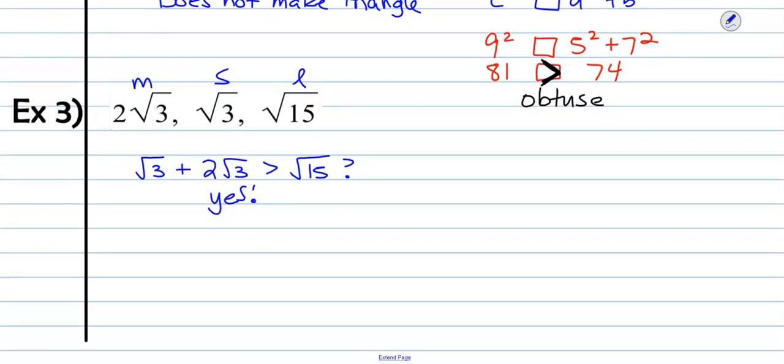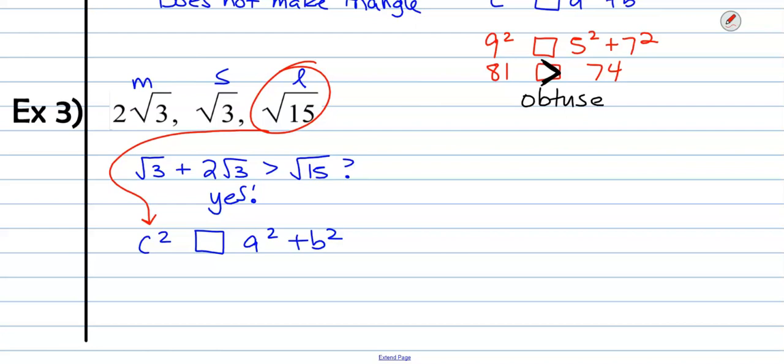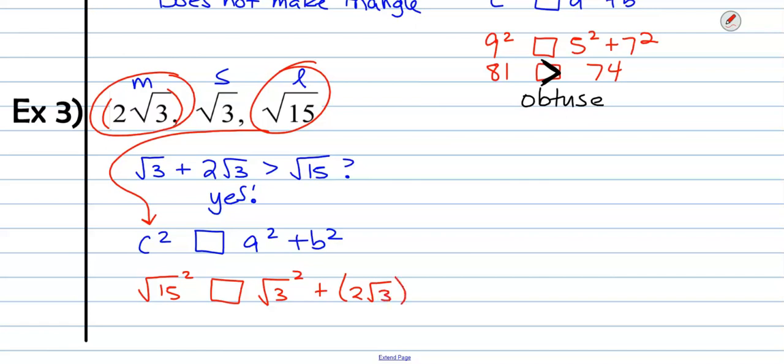Okay, then we're going to do this thing where we ask ourselves, what is c squared compared to a squared plus b squared? Okay, so remember that biggest one, that is the biggest thing we need to remember in here. That goes first. So we need to do the square root of 15 squared box a squared, and the order of those doesn't matter, so I'll just do square root of 3 squared plus, and then I'm going to take this one and I'm going to make sure that it goes in parentheses. So 2 square roots of 3 squared, because we need to make sure that whole entire thing gets squared.